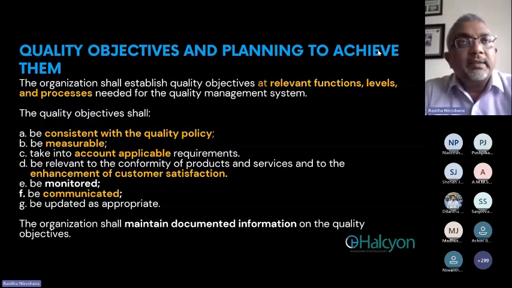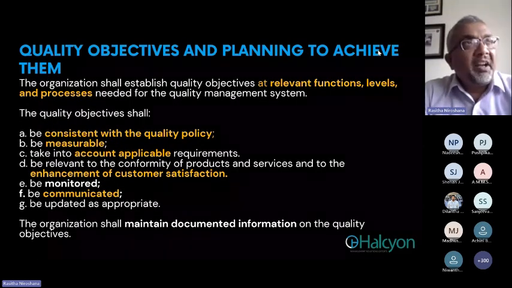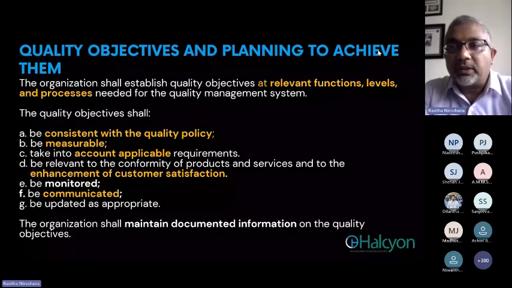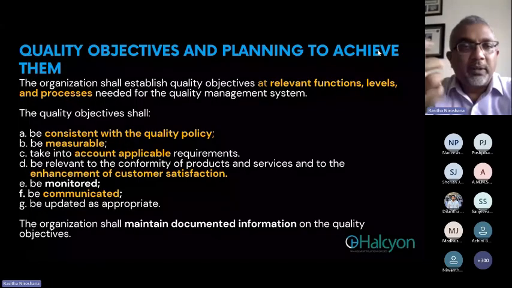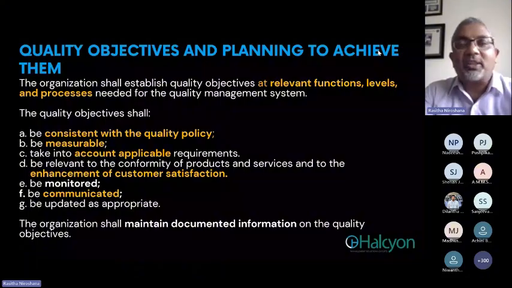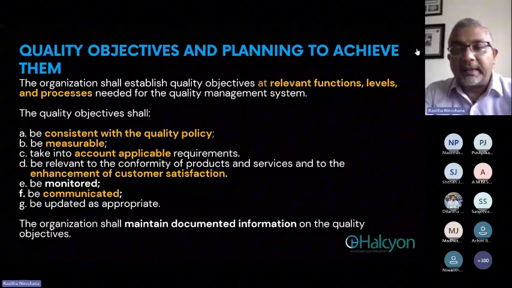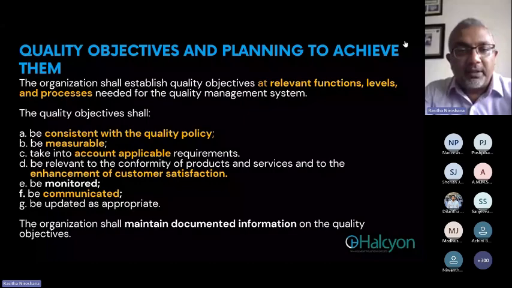You can't just say we want to maintain excellent customer satisfaction. How do you measure excellent customer satisfaction? Can you measure? You can't. So it should be tangible, right? Customer satisfaction level, you're going to measure it. So it should be measurable. Take into account applicable requirements. So if there's any customer requirement, legal requirement, you need to consider that. Be relevant for the conformity of the product and service and to the enhancement of customer satisfaction.